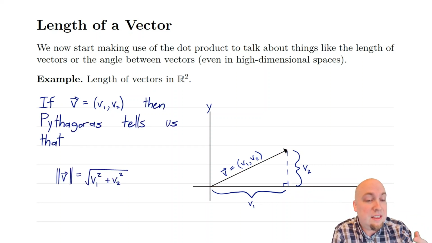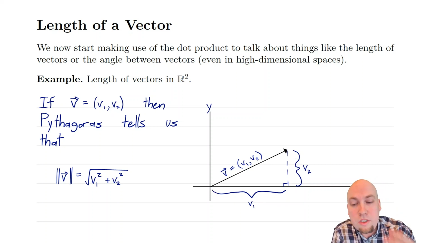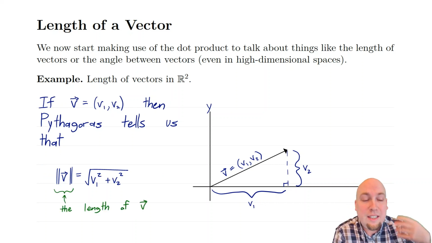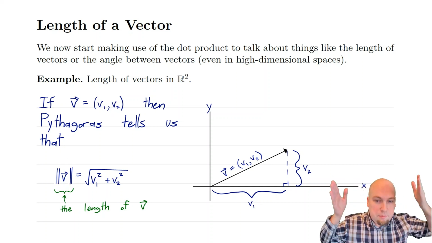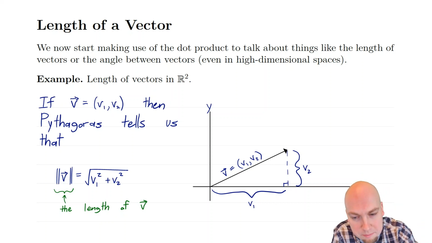Pythagoras tells us that the length of this side here, in other words, the length of the vector v that we're interested in, is just the square of this length plus the square of this length, all square rooted. And that's what I've written down here. This funky little notation on the left here is our notation for the length of a vector. Whenever I write a vector v with these little double bars on its sides, that means the length of that vector. And what I just argued was Pythagoras tells us the length of the vector is first component squared plus second component squared, and then all square rooted.